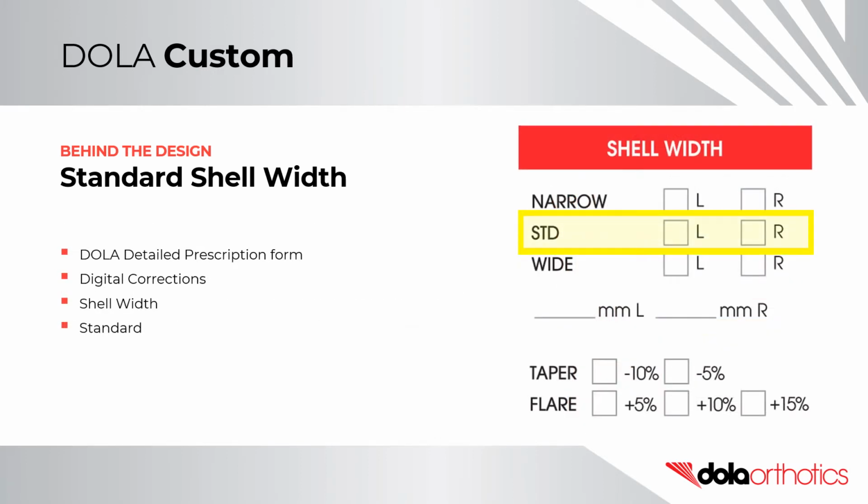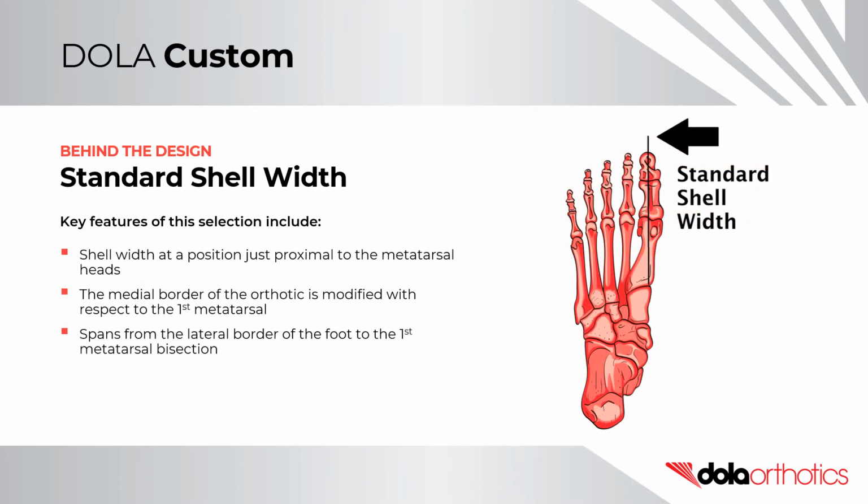They selected standard from the shell width options in the digital corrections section of the DOLA detailed prescription form. Key features of this selection include the shell width is measured at a position just proximal to the metatarsal heads. The medial border of the orthotic shell is modified with respect to the first metatarsal. For standard shell width, it spans from the lateral border of the foot to the first metatarsal head bisection.